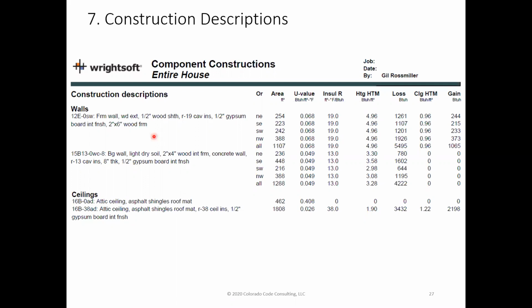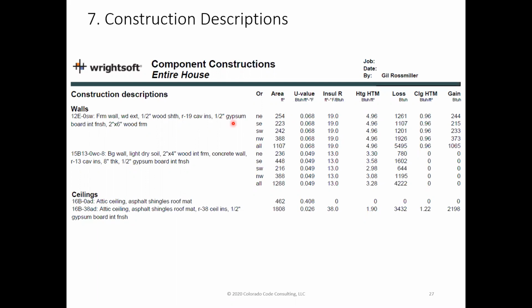So what it does is it actually spells out what we're doing, right? If I went into Manual J, I could look up what a 12E-0SW is, and it would tell me that it's a framed wall with a wood exterior. It's got a half-inch wood sheathing, R19 cavity insulation with half-inch gypsum board interior finish, and it's a 2x6 wall. Unless you've got the book, you would never know what that is. What it's done here is given us the areas.